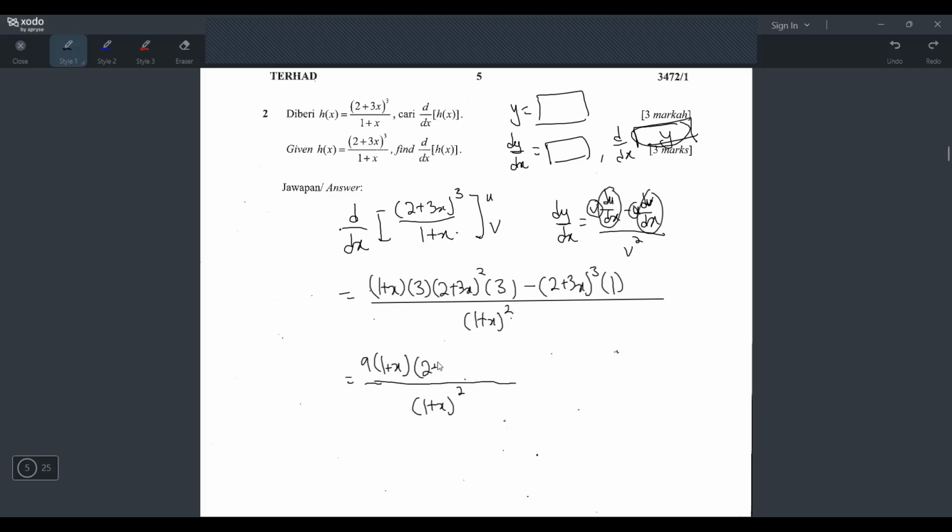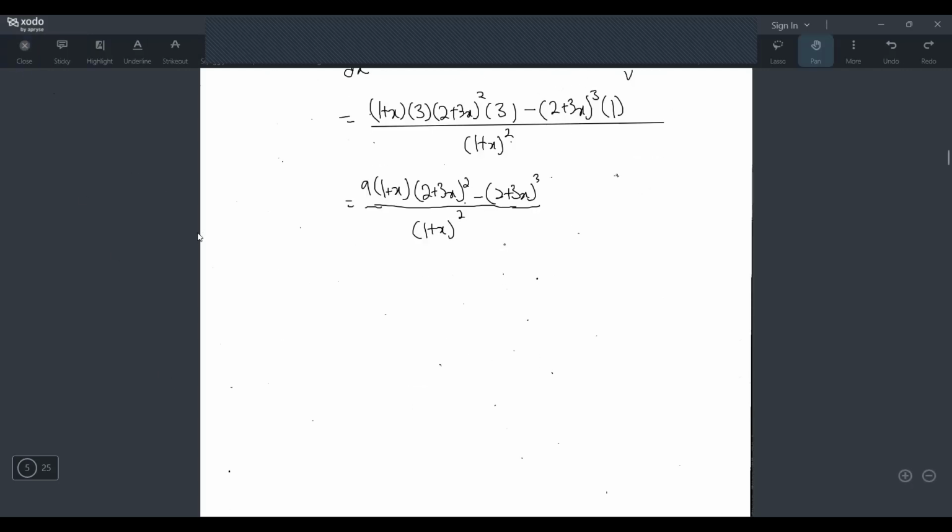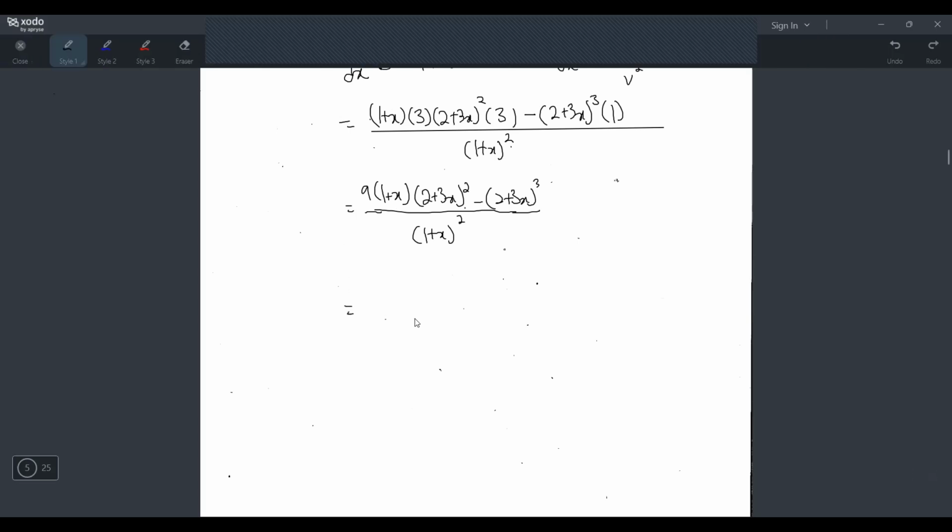And then this is 2 plus 3x power 2 minus 2 plus 3x power 3 like that, right? The times 1 no need to write. Okay, now you can continue by factorizing. Okay, how do we factorize? Let me ask you, the 1 plus x power 2 and the 1 plus x, can I cut? Cannot, right? I cannot cut. You know why? Because there's a minus here.